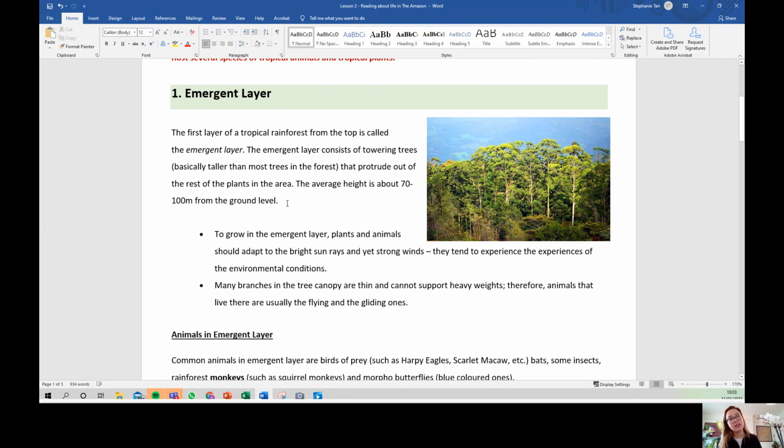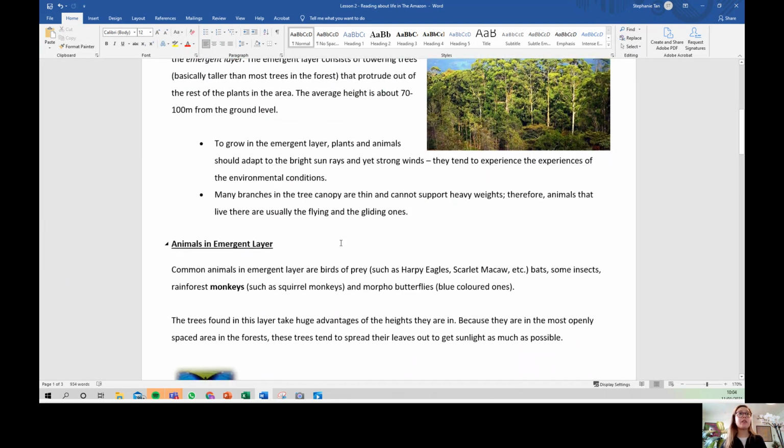Thinking about some of the skyscrapers that you've seen in London, or some of the tall buildings around you, think about how tall they might be compared to these trees. These trees, some of them are taller than your house, or some of the skyscrapers that you might see in the city. To grow in the emergent layer, plants and animals should adapt to the bright sun rays and yet strong winds. They tend to experience these environmental conditions out there.